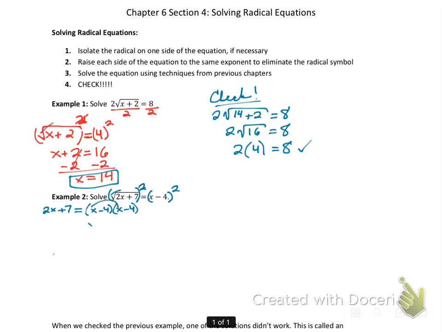So we've got to distribute. x times x is x squared. x times negative 4 is negative 4x. Negative 4 times x is negative 4x. And negative 4 times negative 4 makes positive 16.